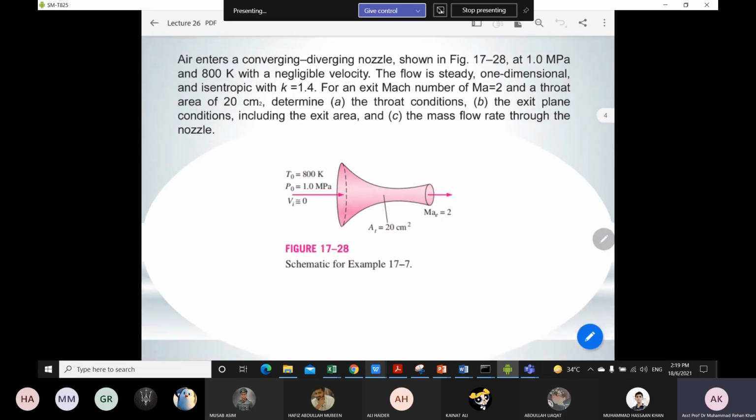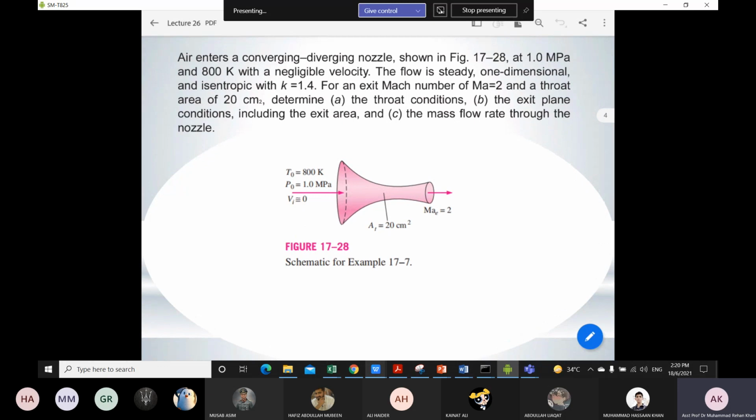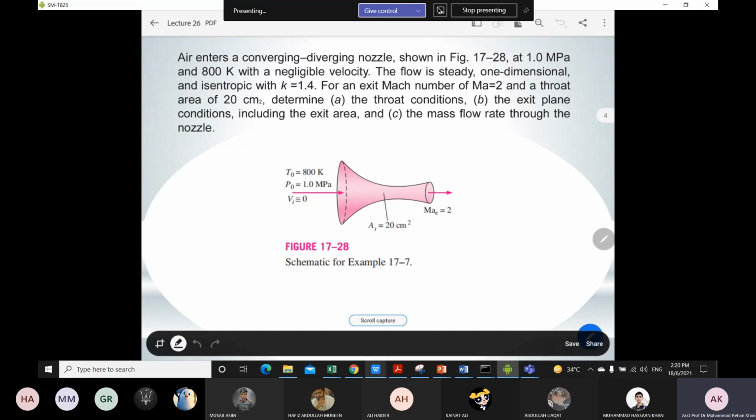Okay, so this is the next question. This is example 17-7 from your book. First you have to read the statement. Air enters a converging-diverging nozzle. The figure is shown over there. Pressure is given, temperature is given, with a negligible velocity. It means that the stagnation temperature and stagnation pressure are known to you. The flow is steady, one-dimensional and isentropic.